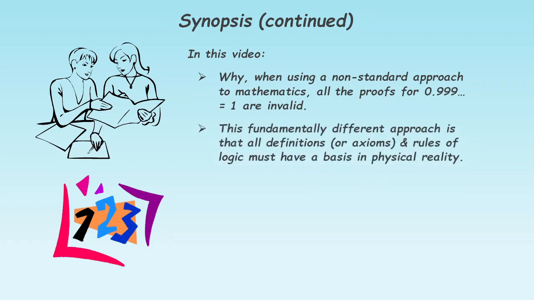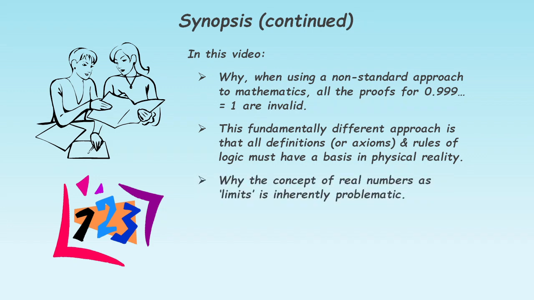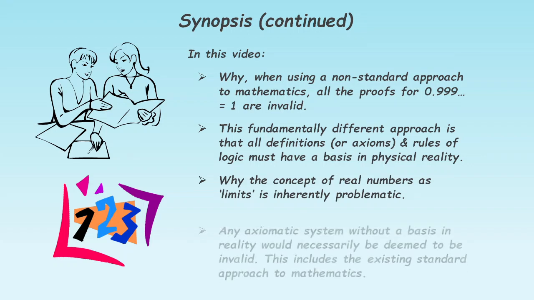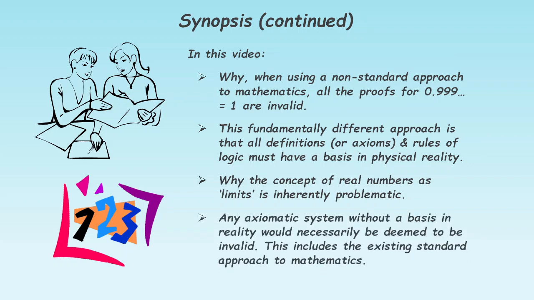And this different approach to mathematics is that all definitions or axioms and all rules of logic must be valid, where being valid means it can be explained by reference to things in the real world. We will explain why the concept of limits is highly problematic, and critically, we will explain why this different approach to mathematics is incompatible with the existing mainstream approach to mathematics. Only one of them can be correct. They can't coexist as different mathematical systems.